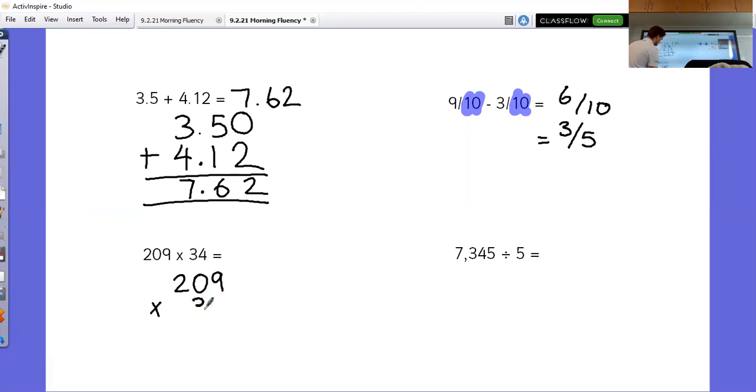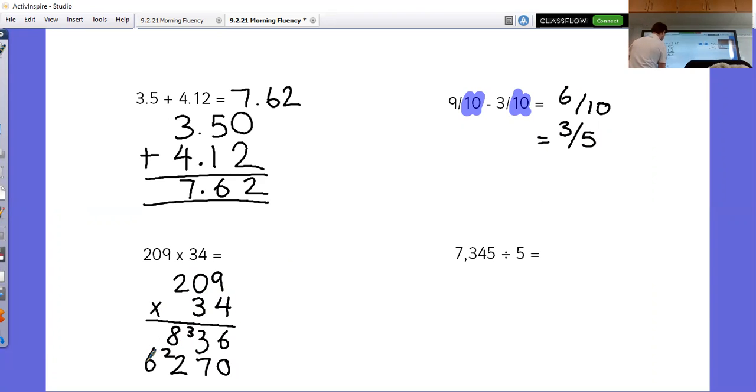209 times 34. Let's see if I've left myself enough room. 9 times 4 is 36. 0 times 4 is 0. Add the 3 is 3. 2 times 4 is 8. I'm going to put a 0 in because I'm multiplying by 30 now, which means it's a multiple of 10, so it's going to have a 0 in the ones column. 9 times 3 is 27. 0 times 3 is 0. Add the 2 is 2. 2 times 3 is 6.